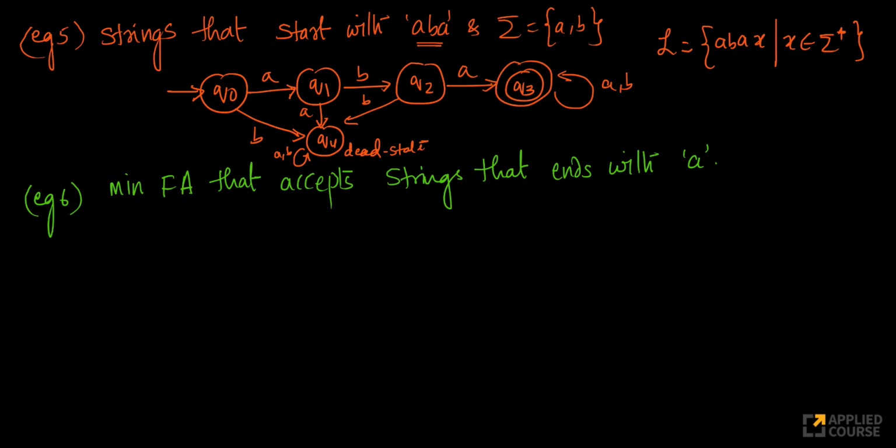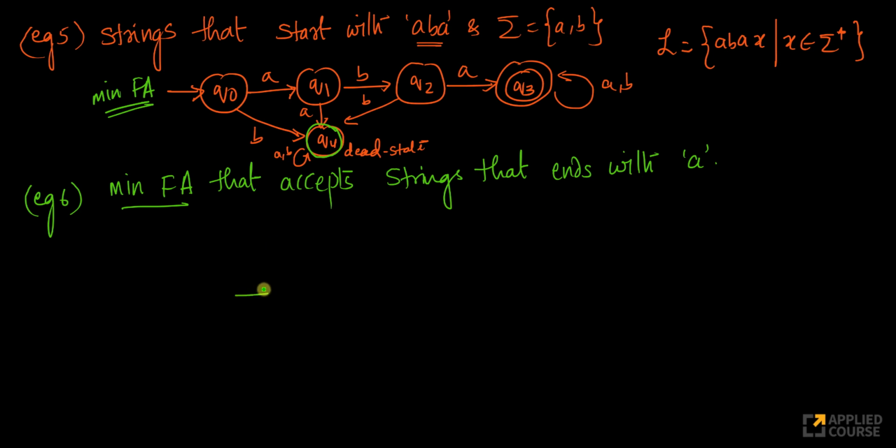Right? So now let's look at a slightly different example. Again, this is also a minimum finite automata. Remember, this is also a minimum finite automata. And as we discussed just a while ago, minimum finite automata only has one dead state, or at most one dead state. Okay. So now let's look at another example. Suppose we want to construct a minimum finite automata that accepts strings that end with A, not start with A, but end with A. Okay. So very, very interesting example.